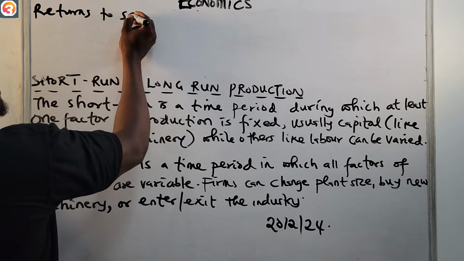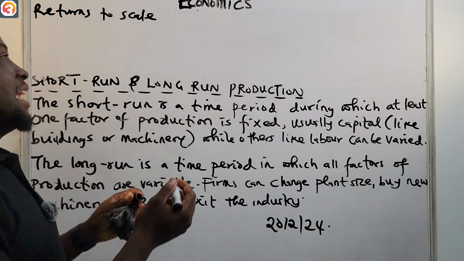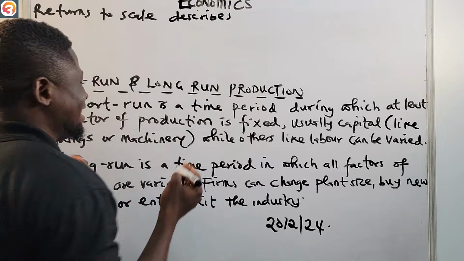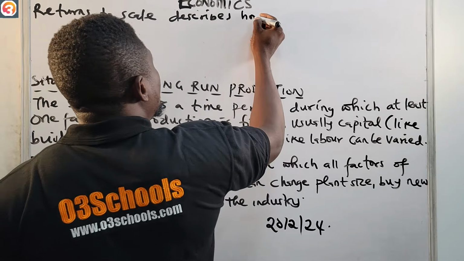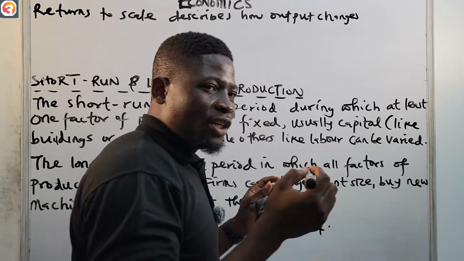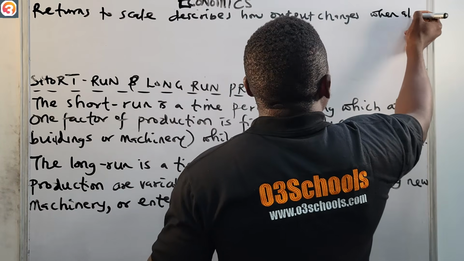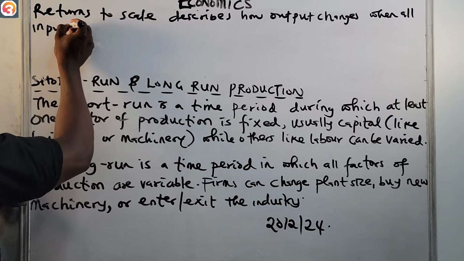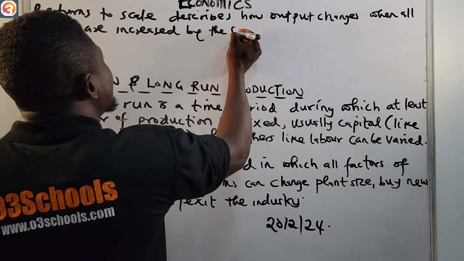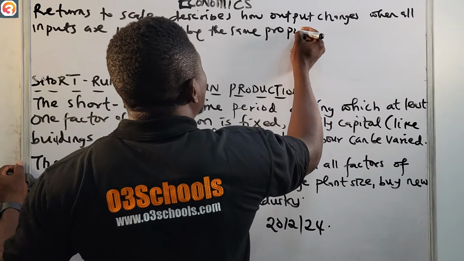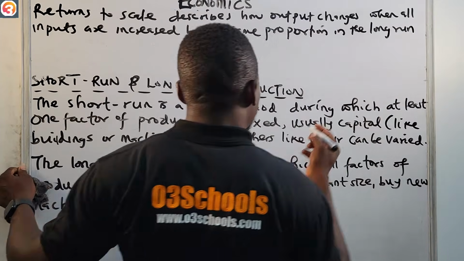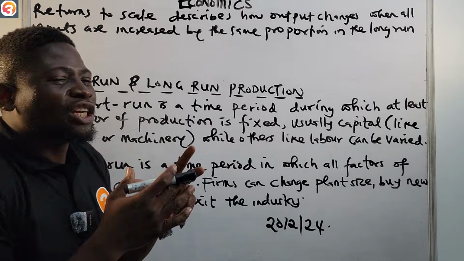Returns to scale. Okay. It's another economic concept that describes how output changes when all inputs are increased by the same proportion in the long run.